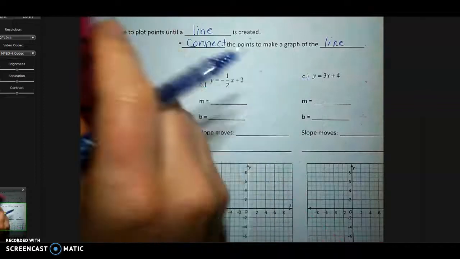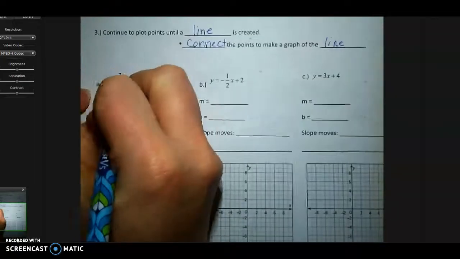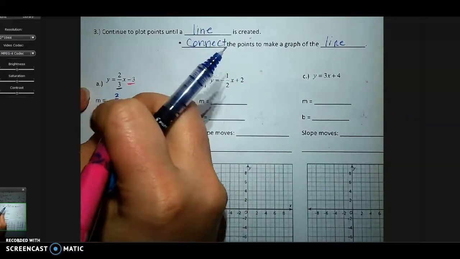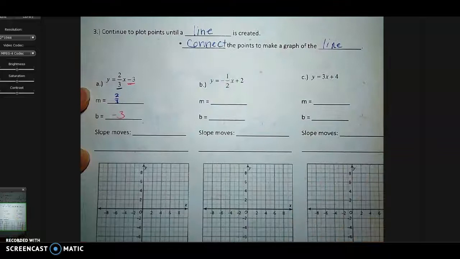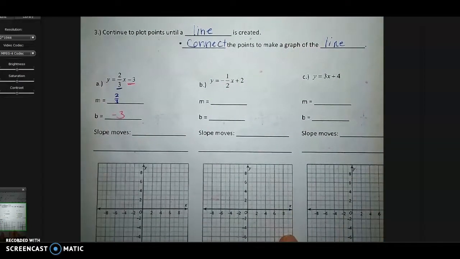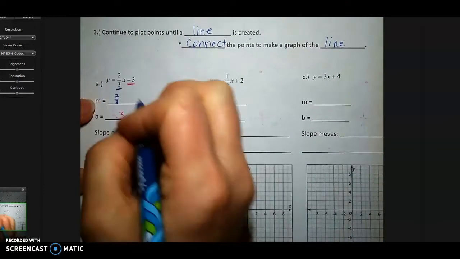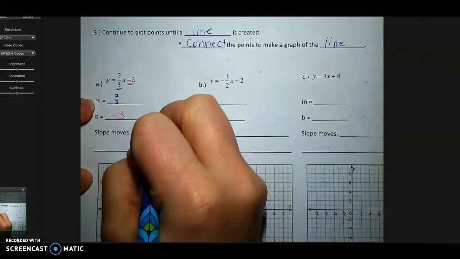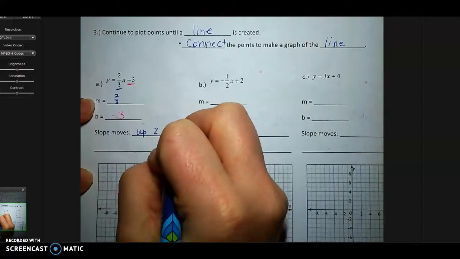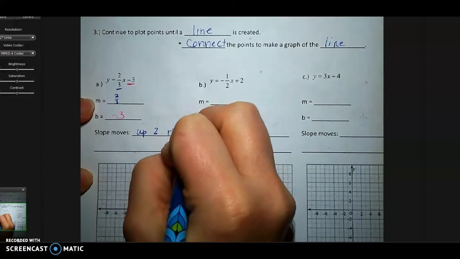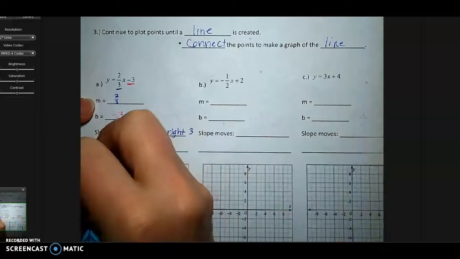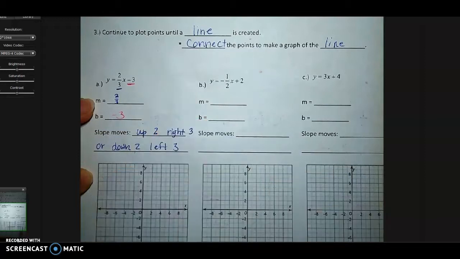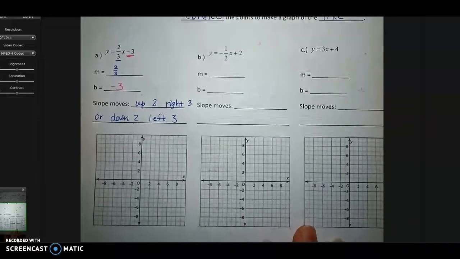So here we have to just identify this is our slope. There is our y-intercept. So my slope is telling me to move. It's positive. So I'm going to move up 2 and I'm going to go right 3. I'm also going to demonstrate it going down 2 and left 3, and I'll show you how those end up on the same line.